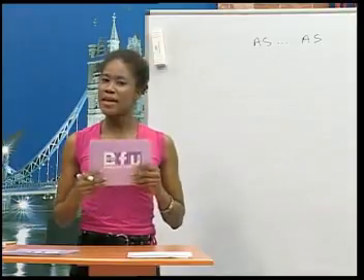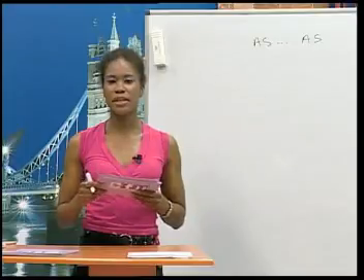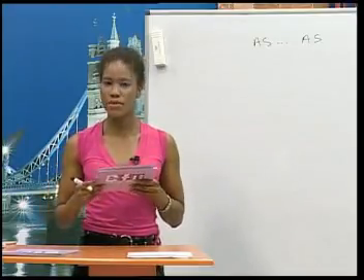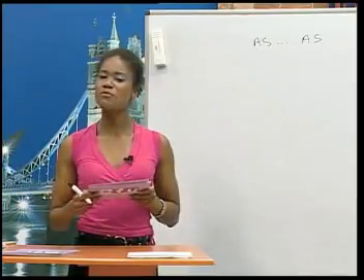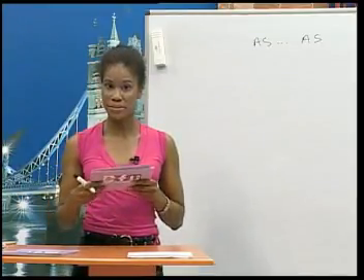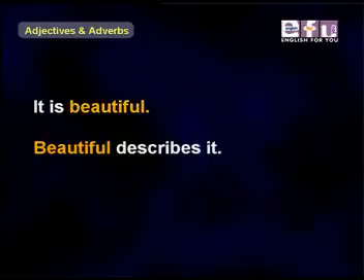Now remember, adjectives describe nouns. They are usually in front of the noun. They come before the noun. And we also know that sometimes they follow the verb to be. Here are some more examples. It is beautiful. Okay, beautiful describes it. So in this example, it is following the verb to be.